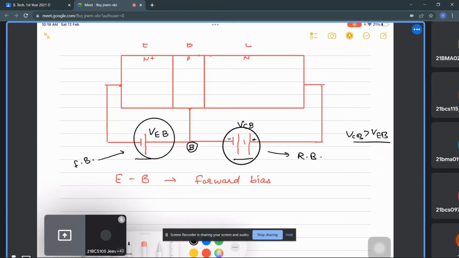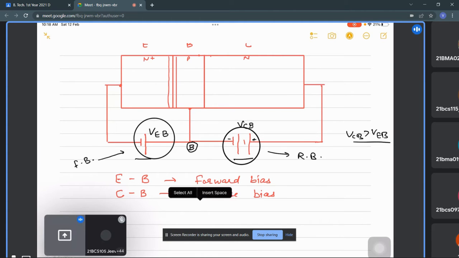And the collector base terminal is a reverse bias. Right? And if we see its depletion regions, they will be small as this terminal is forward bias, and this will be large.